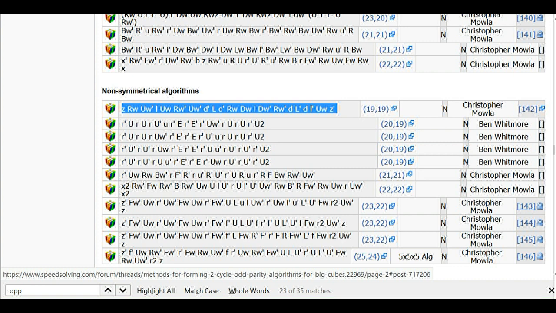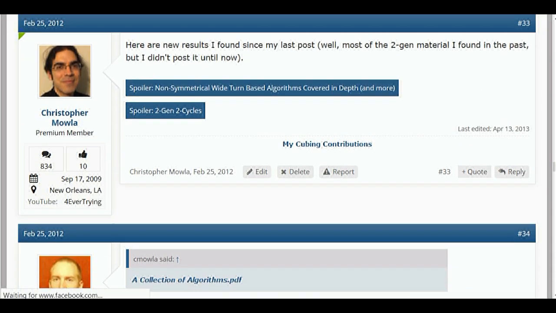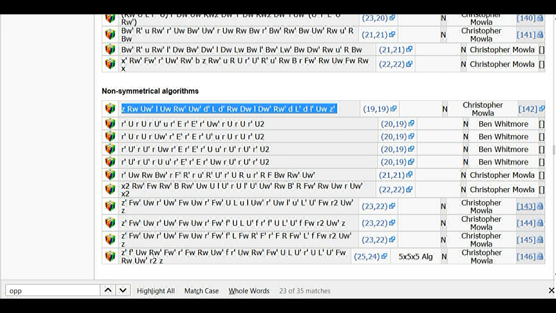These, if you click on this link, this was from 2012, I believe. Yes, it was February 25th, 2012, where I found these. I actually came up with a method for that in that post. So if you want to take a look at that, just find this part in the wiki.